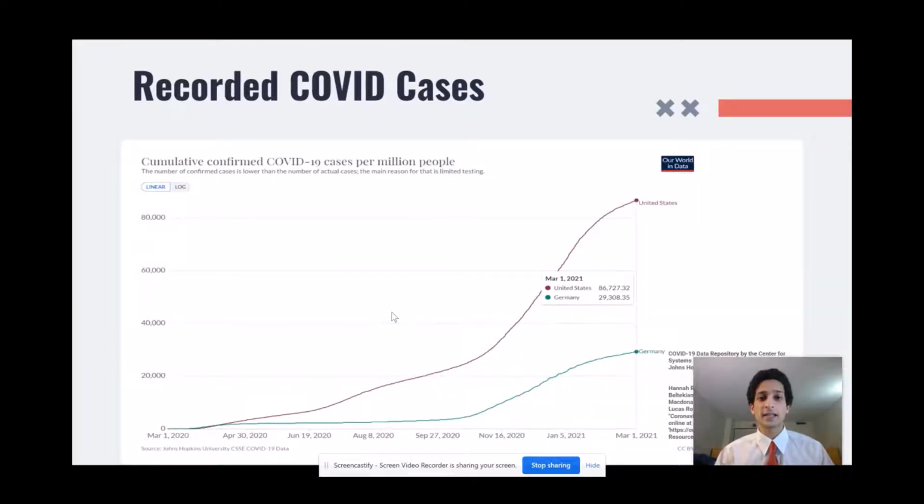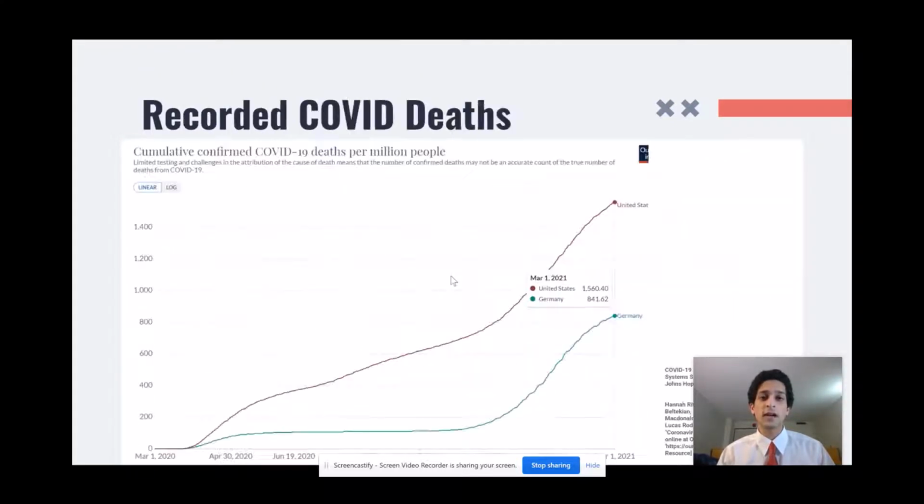Despite these similarities, however, both the US and Germany differed quite significantly when it came to pandemic outcomes. From the beginning of the pandemic to March 1st, 2021, the US recorded nearly 3 times as many COVID cases per capita than Germany did. It also recorded nearly 2 times as many COVID deaths than Germany.